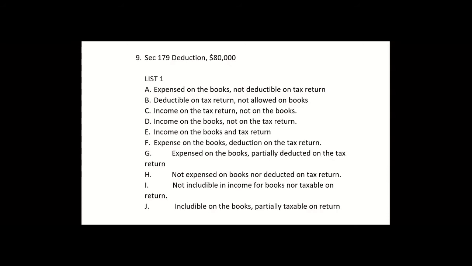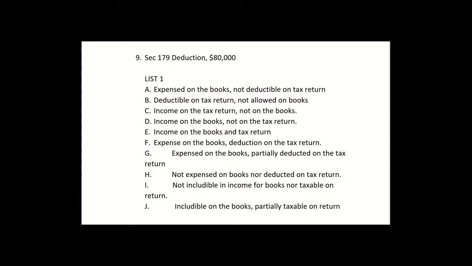And this YouTube video is part 2 of the sim, which picks up with question 9. If you haven't seen part 1, that's okay. You can see it later on and look at numbered items 1 through 8. So we're going to pick up with number 9, section 179 deduction, $80,000. How do we handle that on the M-1 reconciliation?